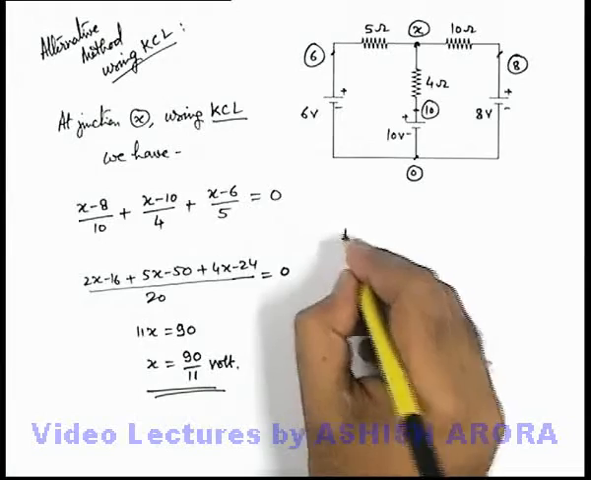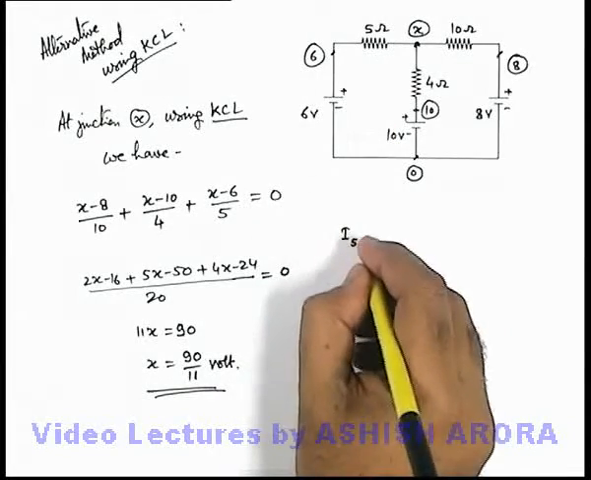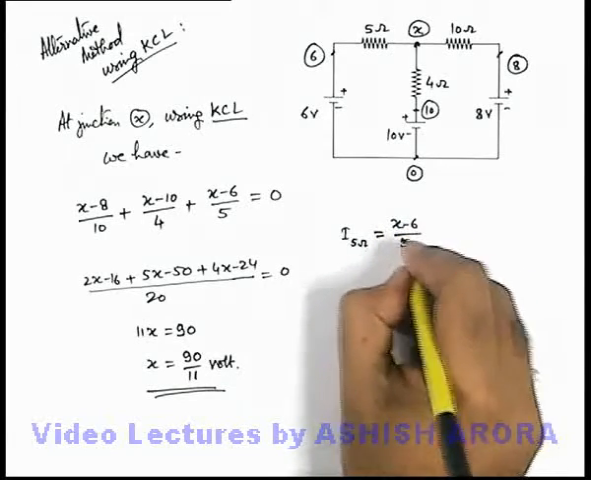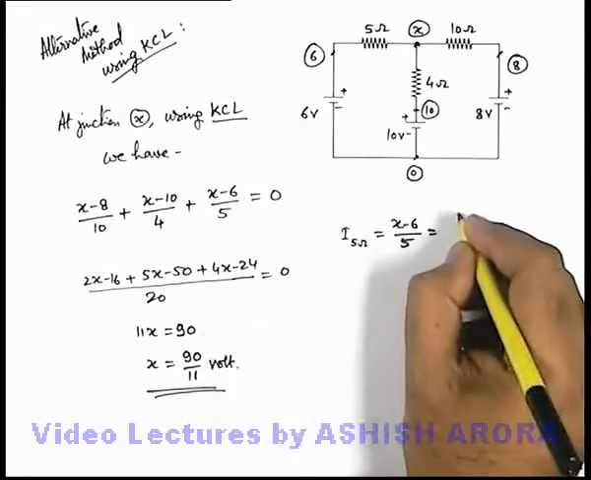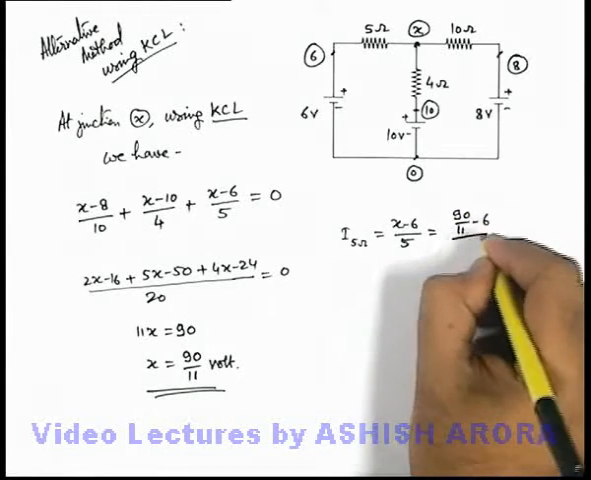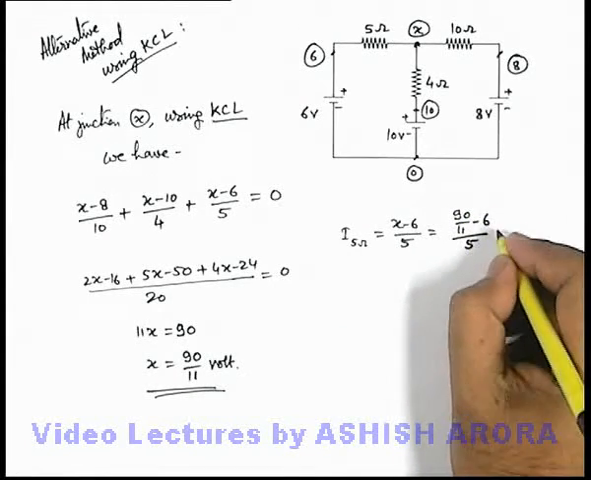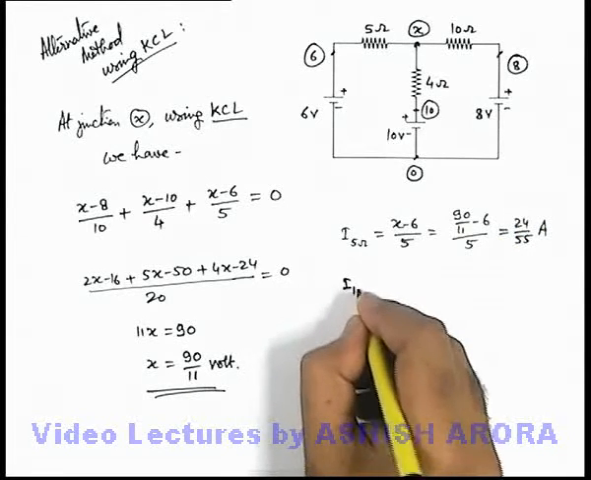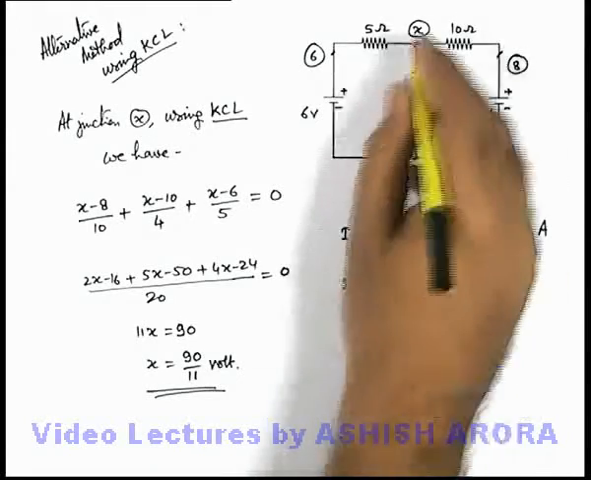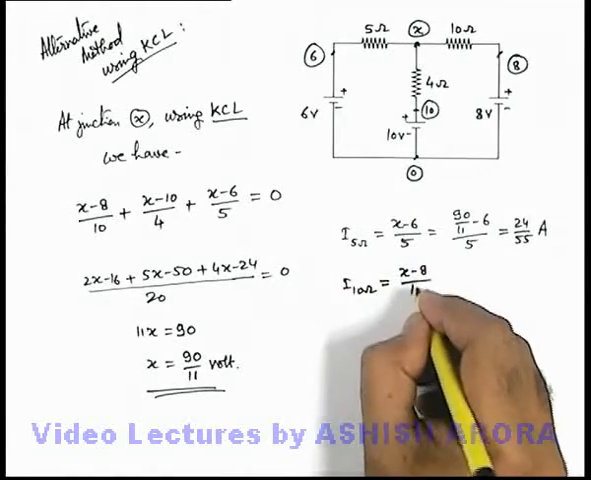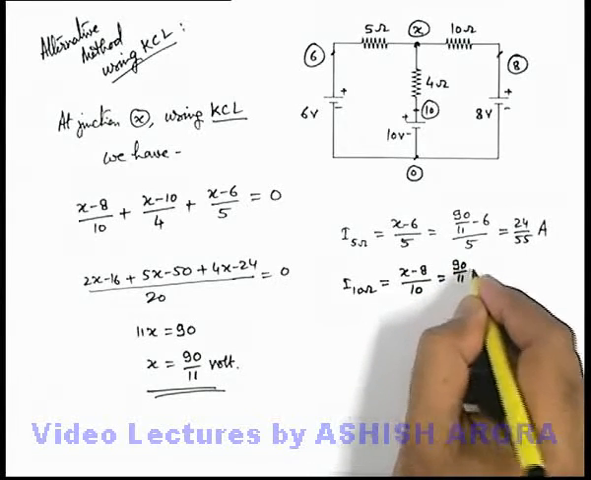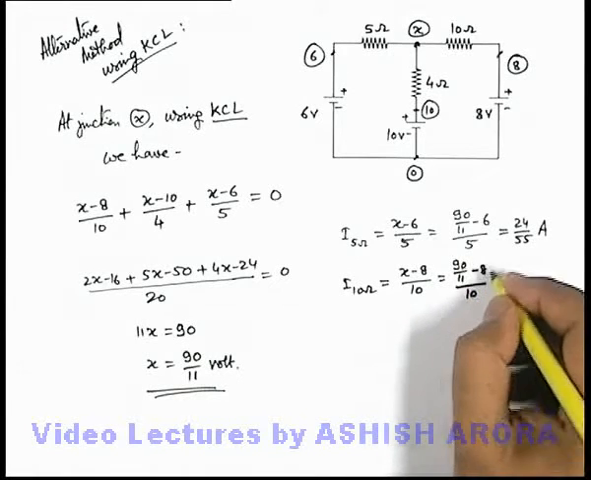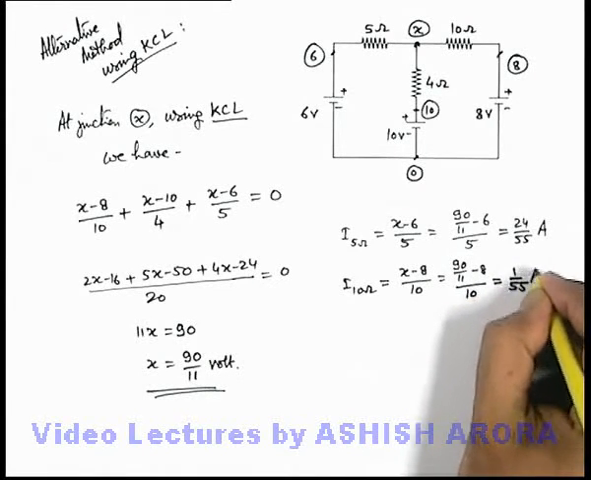Now we can directly calculate the current in the individual resistances. Like the current in the 5 ohm resistance, we can write as (X minus 6) by 5. So the value of X is 90 by 11, this is (90 by 11 minus 6) by 5. If we solve it, the final result we are getting is 24 by 55 ampere. Current in the 10 ohm resistance here will be (X minus 8) by 10. So this is (90 by 11 minus 8) by 10. So this you can see is 2 by 110, which is 1 by 55 ampere.